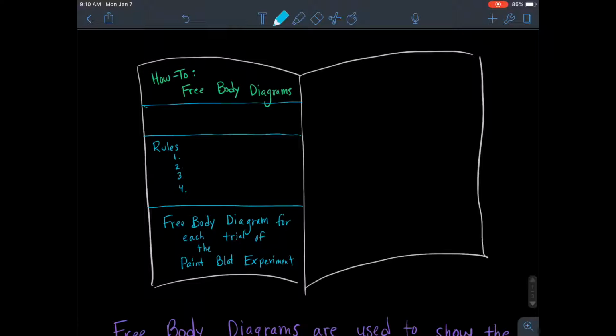So on this page, you're going to need to put a title, and our title for this episode is How to Draw Free Body Diagrams. In the top space, you're going to write what a free body diagram is. In the middle section, you're going to put the rules, and at the bottom, I'll give you a task to complete based on the experiment we did in class.